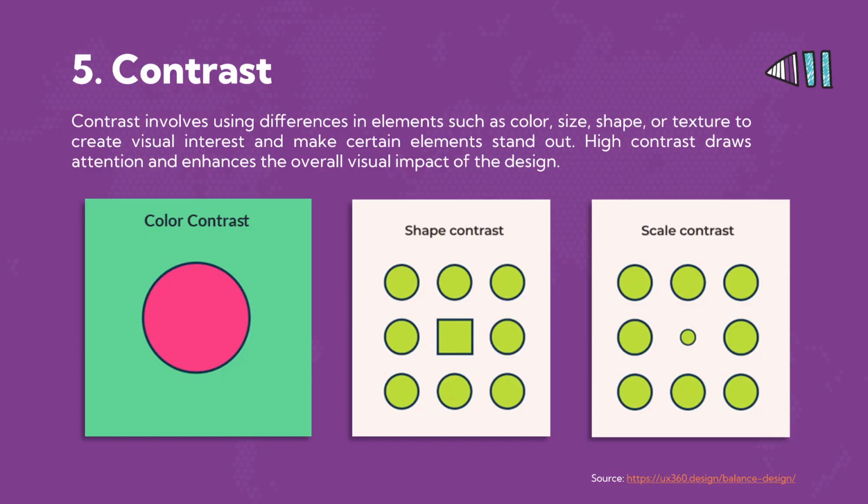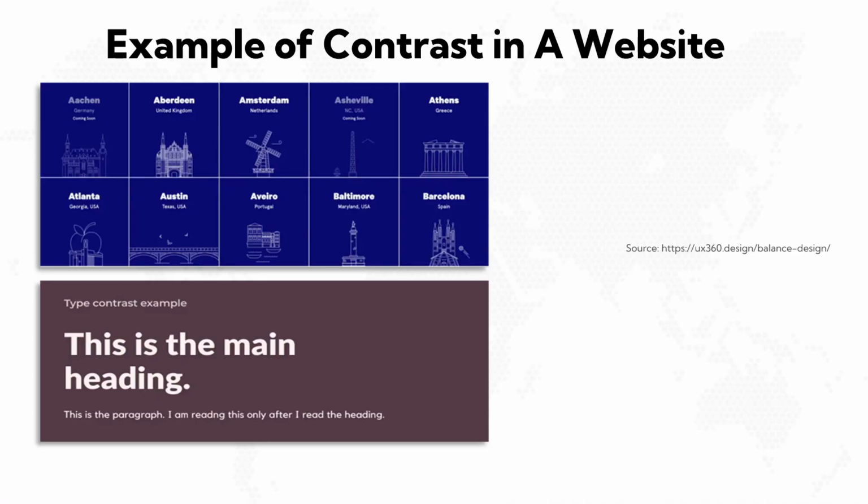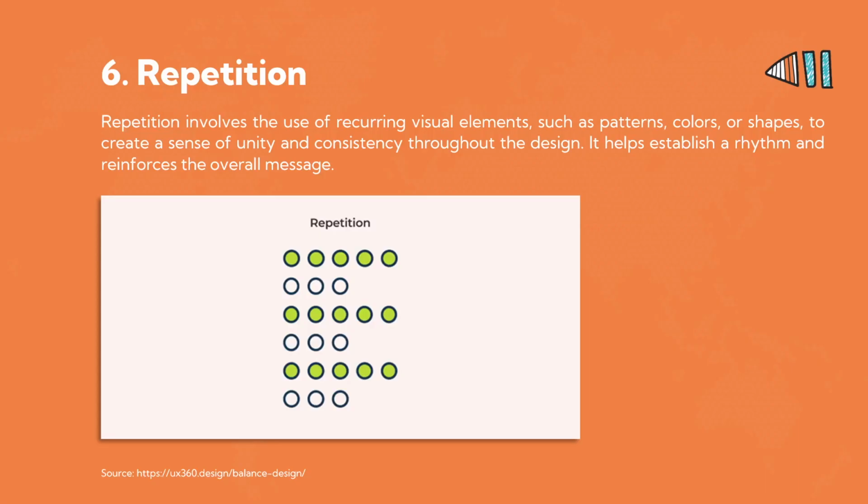Contrast involves using differences in elements such as color, size, shape, or texture to create visual interest and make certain elements stand out. Several examples in the graphic there. An example of contrast in a website is something like this. As you can see, we have text that is bold, we have others that look faint, just contrasting the design.